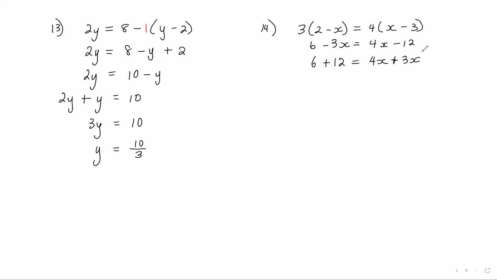Okay, what's the next line? Add the 6 and 12. What would that give me? 18. And what would this be on this side? 7x. That's correct. So if 7x is equal to 18, what would x be equal to? 18 divided by 7. That's right. And that's the answer. Perfect.